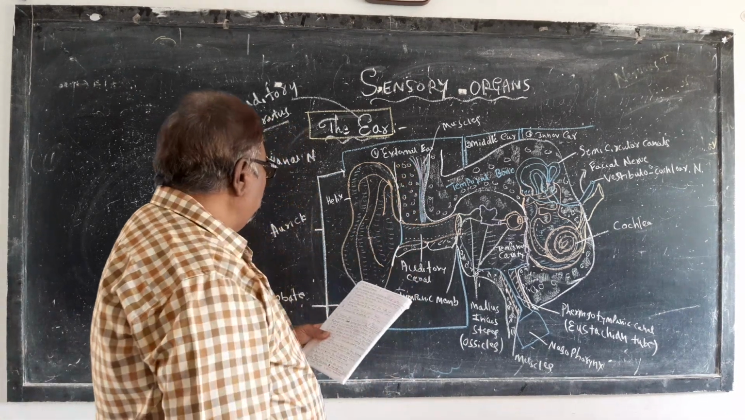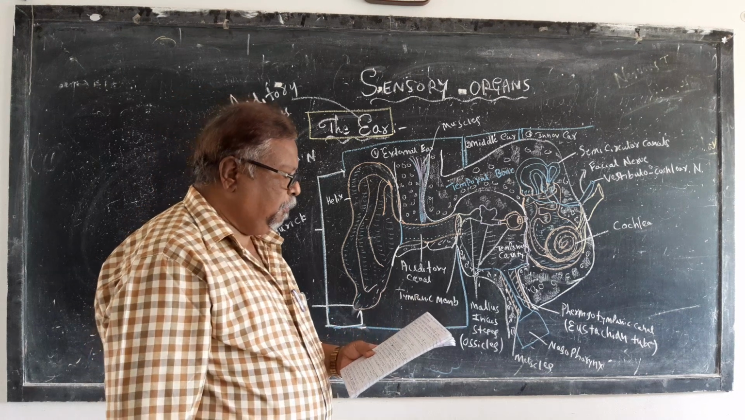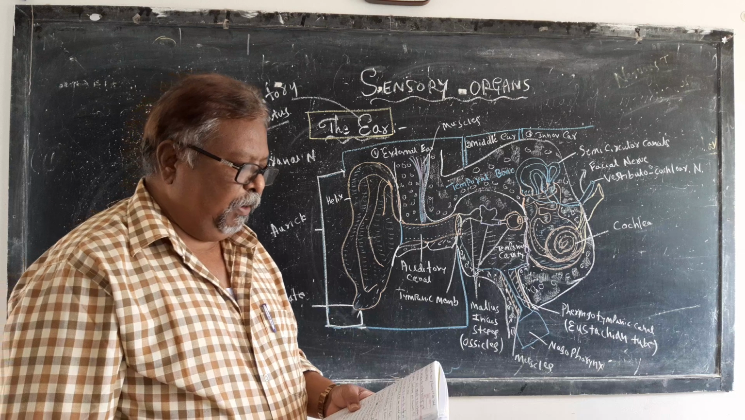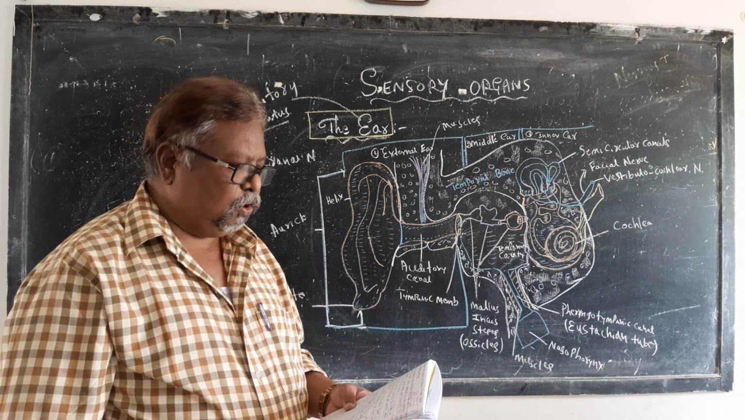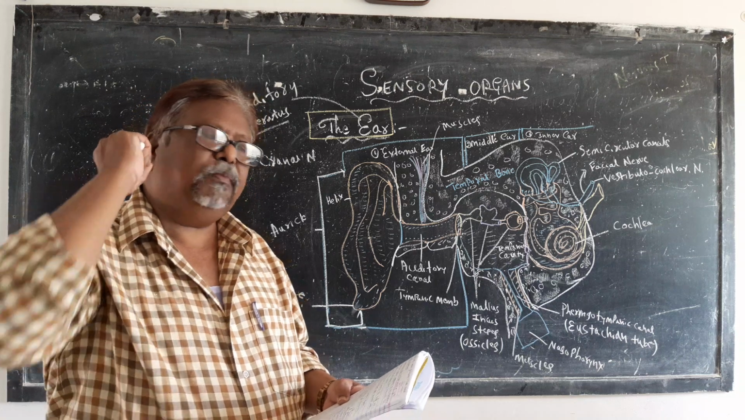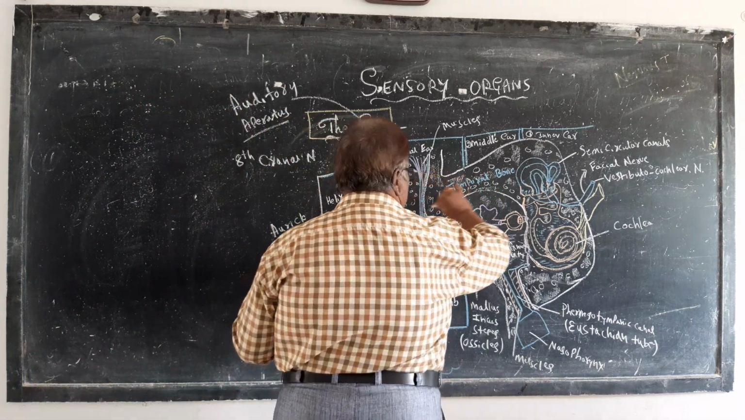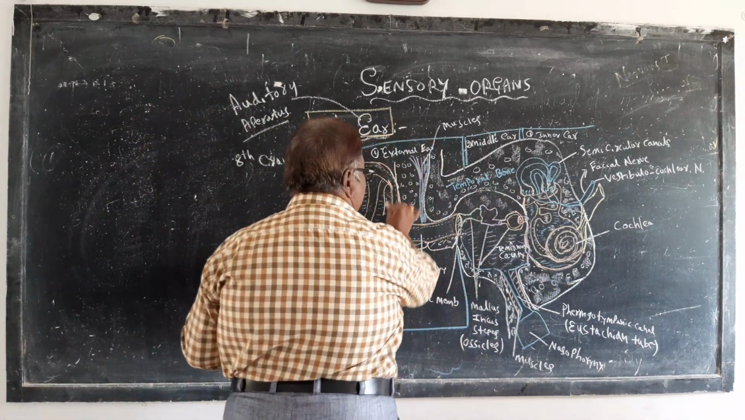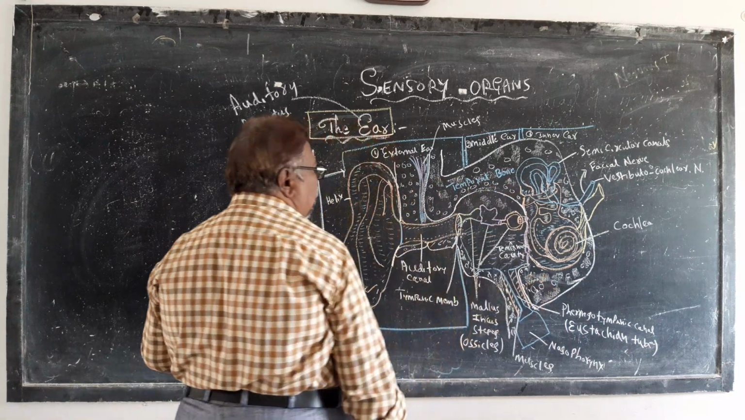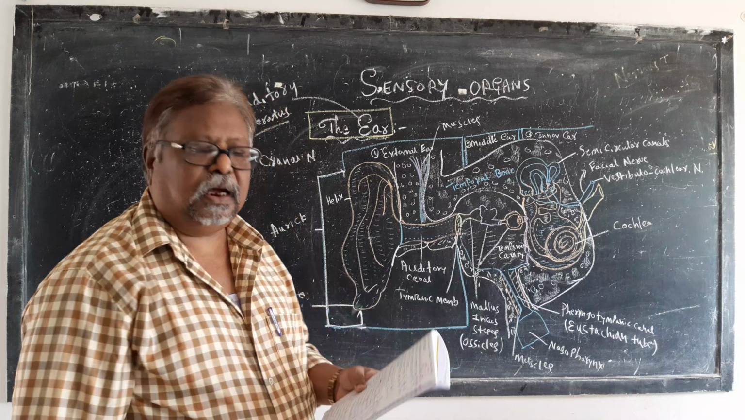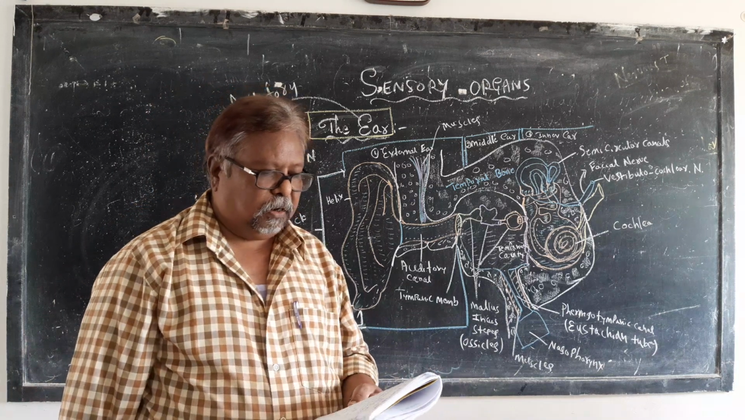So the auricle is the outer ear, which is present outside the body, and the remaining structures of the ear are enclosed within the temporal bone. This is the temporal bone. The inner parts of the ear are completely covered by the temporal bone.